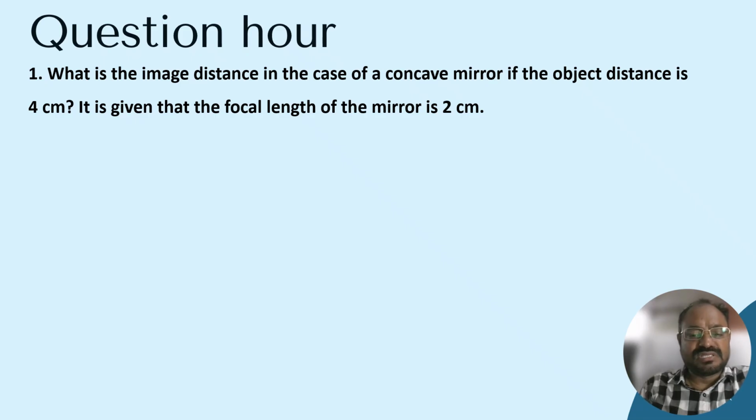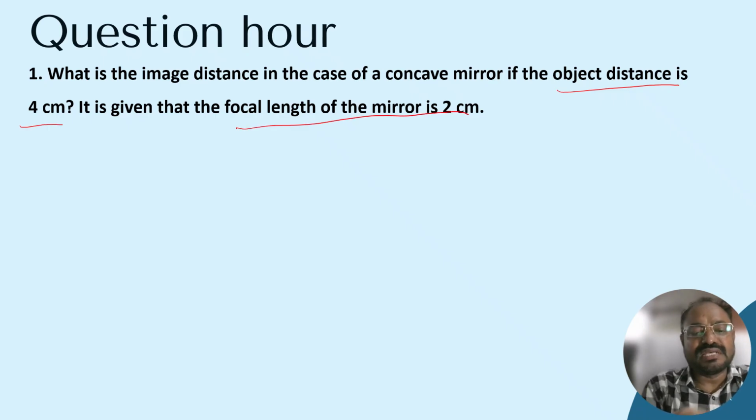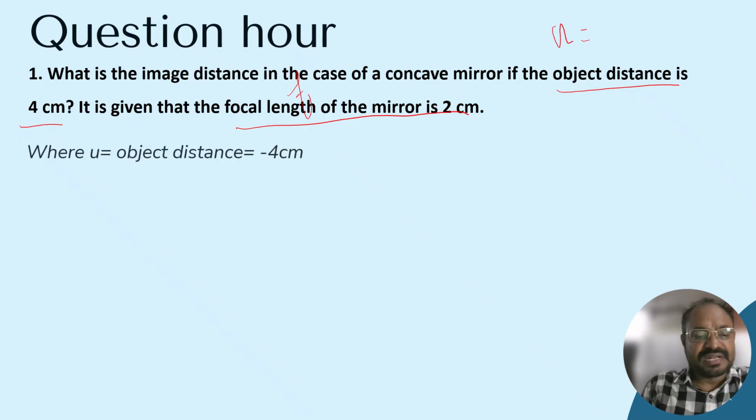By seeing this question, we can observe they have given the object distance as 4 centimeter and focal length as 2 centimeter. The object distance is represented as u and focal length is represented as f. So we have to apply the sign convention here. First we will write down what is u. u is equal to minus 4 centimeter. When you apply the sign convention, the object distance is opposite to the light ray, so it is going to be a minus sign, so minus 4 centimeter.